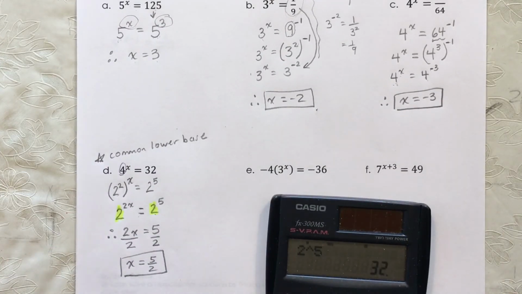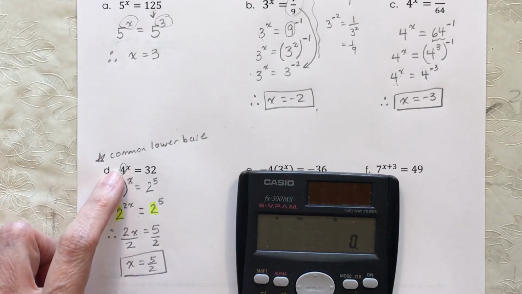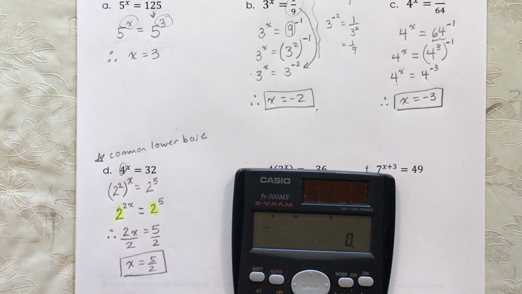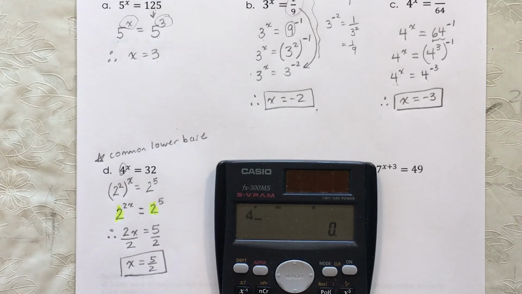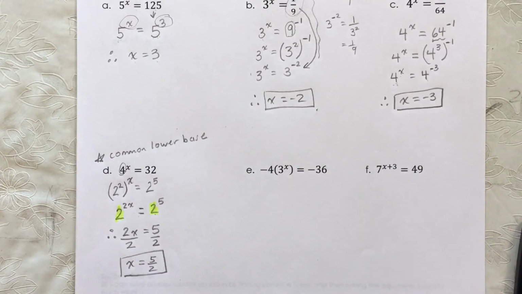So try that on your calculator and see if 4 to the power of 5 over 2 does give you 32. So 4 to the power of bracket 5 divided by 2, closing bracket, is 32. Okay?